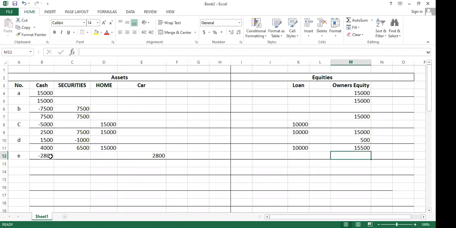Owner's equity is same. Cash minus 2,800, asset car is 2,800 add. Owner's equity the cash plus car, net add 2,800 and minus 2,800.